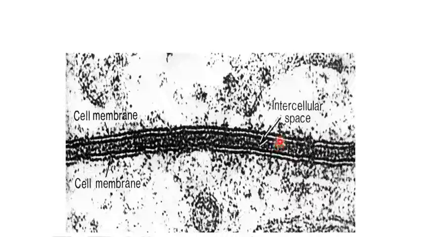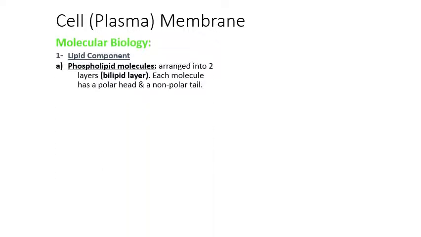Again, this is one cell and this is another cell. Here is the intercellular space containing the fuzzy layer, as it is the outer part of the cell. In order to understand why it's seen as trilamellar, you should understand the molecular structure of the cell membrane. It's formed of lipid components, which are phospholipid molecules and cholesterol. The phospholipids are arranged in 2 layers. Each molecule is formed of head and tail.